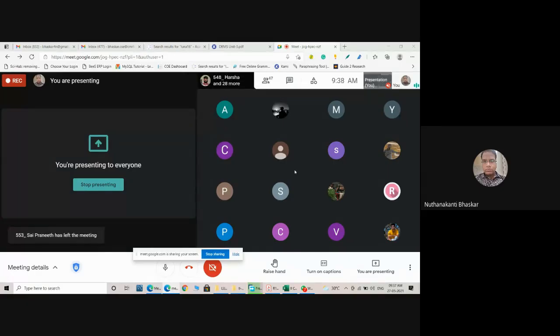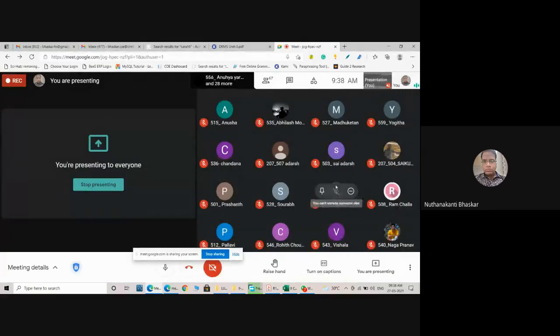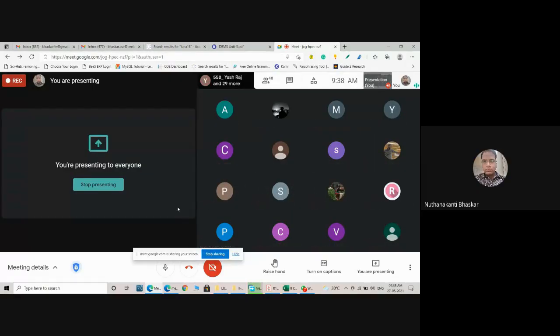That is why again I am asking, did all of you understand yesterday's class? Schema refinement, problems caused by redundancy, decomposition, problems related to decomposition. Did all of you understand these topics? Then only I will go for functional dependencies. If you are really facing any problem with these three topics, again I will discuss. Don't waste the time. Quickly. All of you understood?